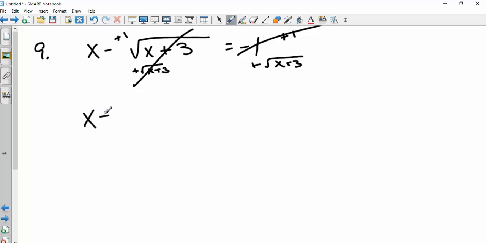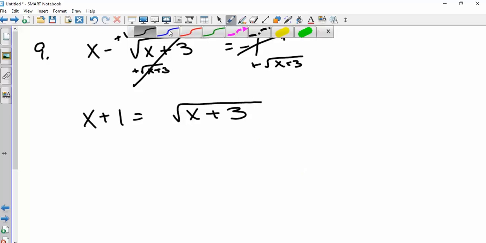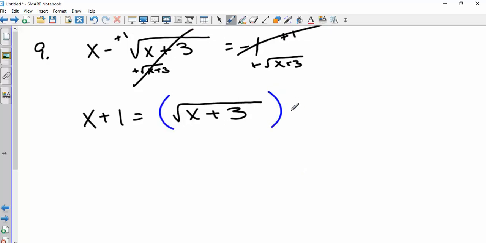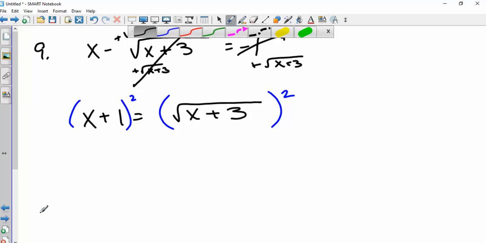And then I'll add a 1 to cancel that. So we get x plus 1 equals the square root of x plus 3. Okay, then to cancel a square root, take it to the second power. I think you mean the right thing, just said it wrong. Okay, how do you square? When we have that x plus 1 squared, what do you have to do? FOIL it.